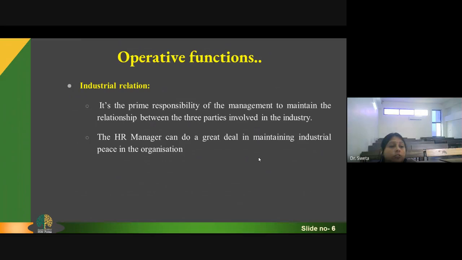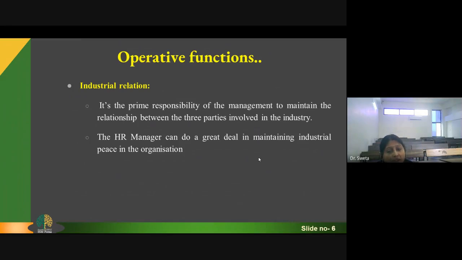Next function is industrial relation. It is also very important in the organizational context, because in this we try to maintain a very good relationship among the parties who are existing in the industry. Especially if we are talking about the basic two parties of the industry, they are the employers who are the job providers, and the job seekers who are the employees. Okay, so basically we can say that industry is a place where the job providers and the job seekers meet.